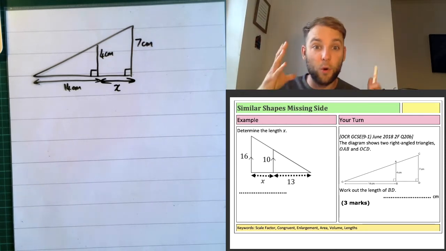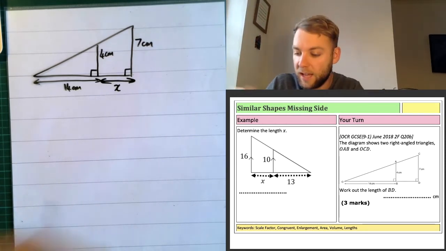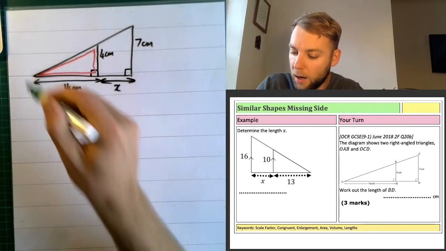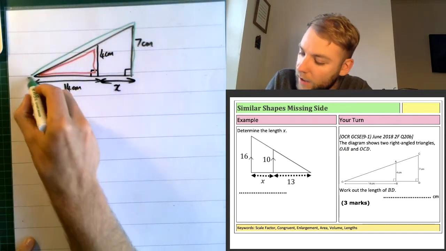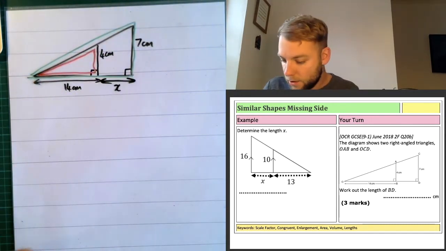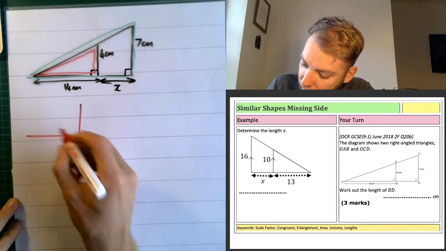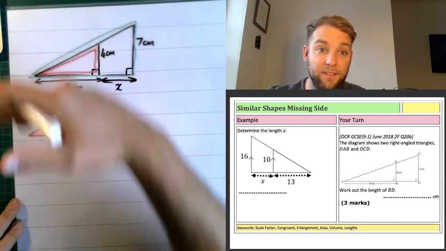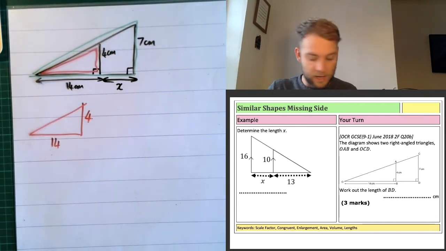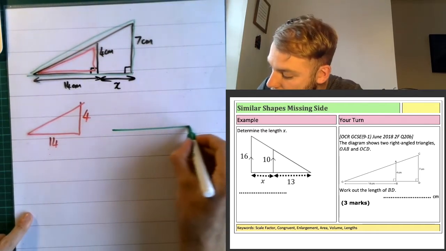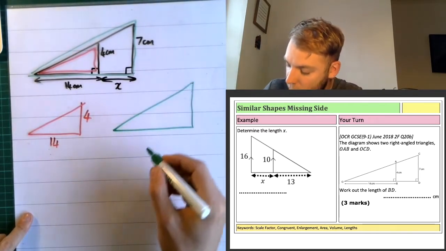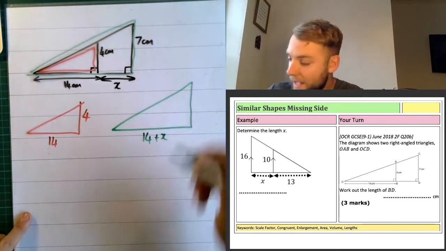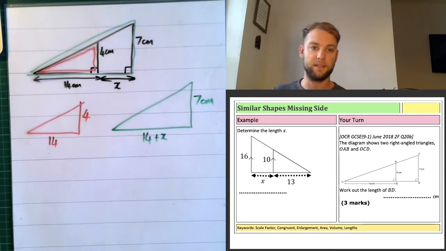Now, the best way to do this always, when you've got an enclosed shape inside another, is to always draw them both out. So I've got my red shape here, and I've got my larger triangle, which is the full triangle there, like so. So with my red triangle there, let's draw it out. The bottom of that red triangle is 14. The height of that red triangle is 4. And then here, the green triangle, the width of that one is going to be that 14 plus x, isn't it? 14 plus that little bit there. And the height of this one is 7 centimeters.